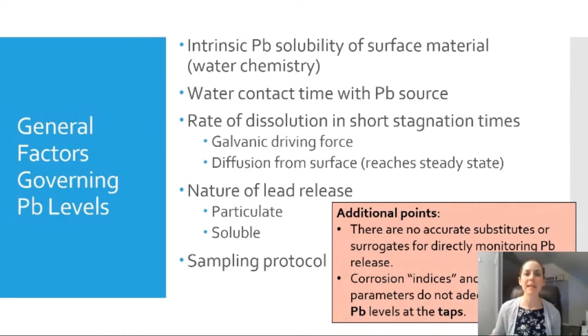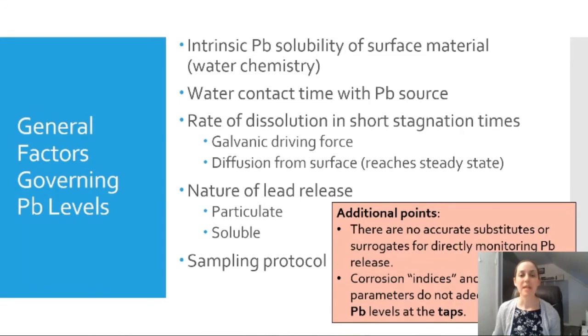Now, if we look at the general factors that govern lead levels in drinking water, you have the intrinsic lead solubility of the surface material, so how the various leaded components within a drinking water system are going to interact with the background water quality, so how much lead is going to dissolve because of the water chemistry. You have the water contact time with a lead source, so the longer a leaded source sits in contact with drinking water without moving, you're going to have more lead leach into the drinking water. But even if you have a short stagnation time, but you happen to have a galvanic connection where there are two dissimilar metals connected together, if one of them happens to be leaded, you can have higher lead levels observed in a shorter time frame because of that galvanic connection.